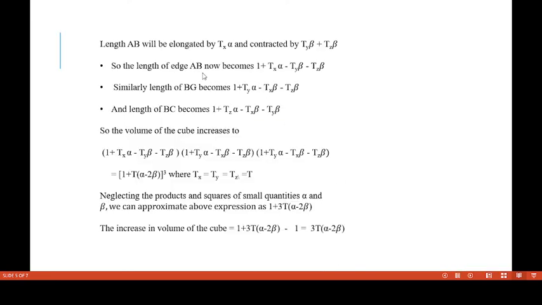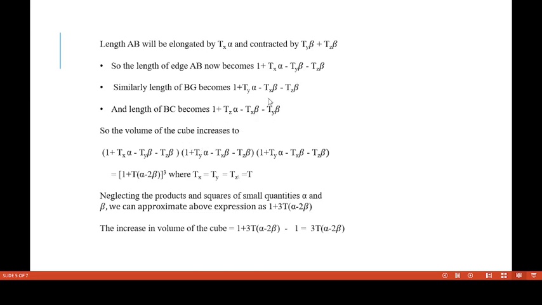So the length of AB will become the original length, which is 1 unit, plus the elongation Tx alpha, and the contraction. Contraction will be given in minus sign because they cause the length of the AB to decrease, which is why we have subtracted these lengths. Now similarly, the length of edge BG and BC can also be written, and the volume can be calculated by just multiplying these 3 sides.